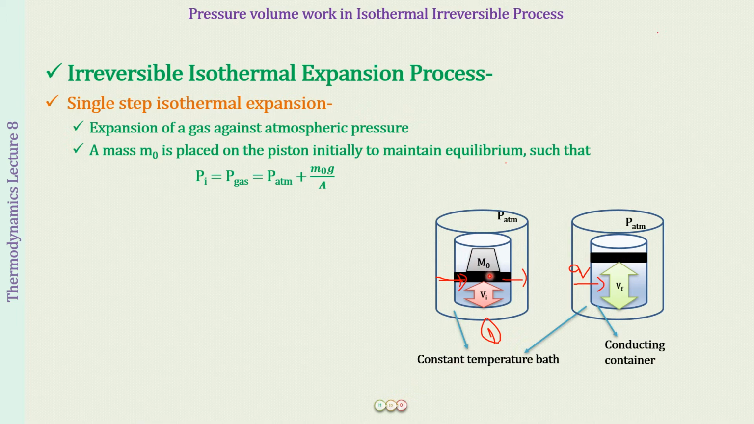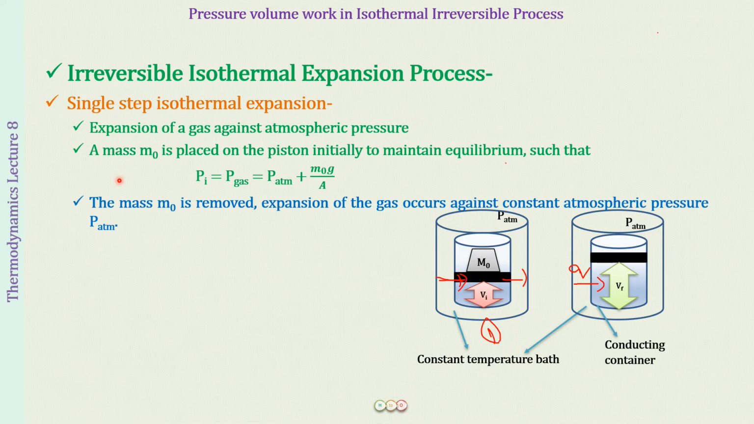Option number one is that we divide this mass into small pieces and we remove that mass one by one. If we remove the small pieces of mass one by one, that would be a reversible process. But here, what we are going to do is remove this big mass all at once. When we remove this m naught mass at once, the external pressure is going to get reduced all of a sudden by quite a large amount in comparison to the pressure of the gas.